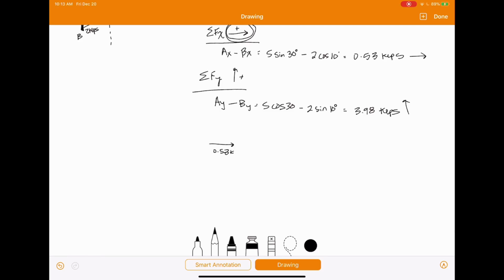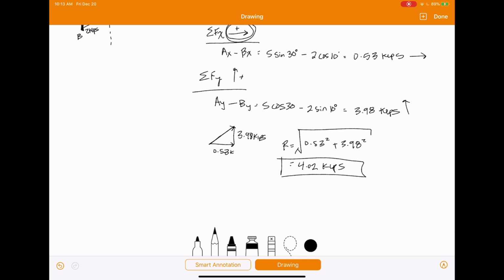All right, so now we've got 0.53 kips going this way, 3.98 kips going up, so we know that our resultant force is going to be in that direction there. And we can find that resultant force by using the Pythagorean theorem, 0.53 squared plus 3.98 squared. And if you plug that into your calculator, you'll get 4.02 kips. So that would be our resultant force. Now we just need to find our direction theta.